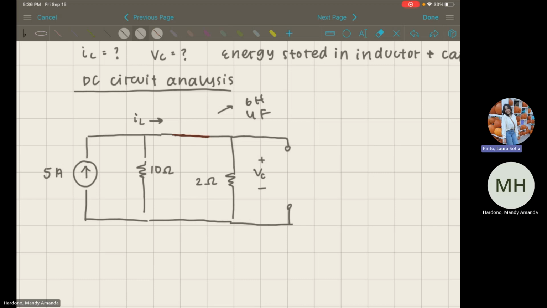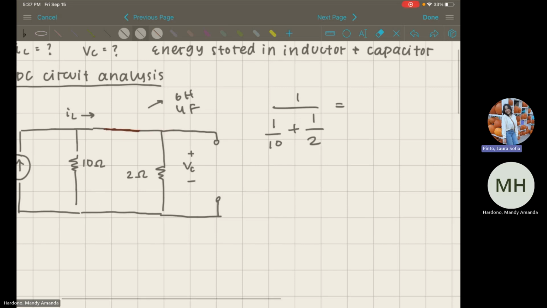Any ideas for what we should do first now that we have the DC conditions covered? Simplify the parallel of 10 ohms and 2 ohms. So just put them 1/10 plus 1/2. If you have a calculator, do 1/10 plus 1/2. We should get REQ equal to 1.67.